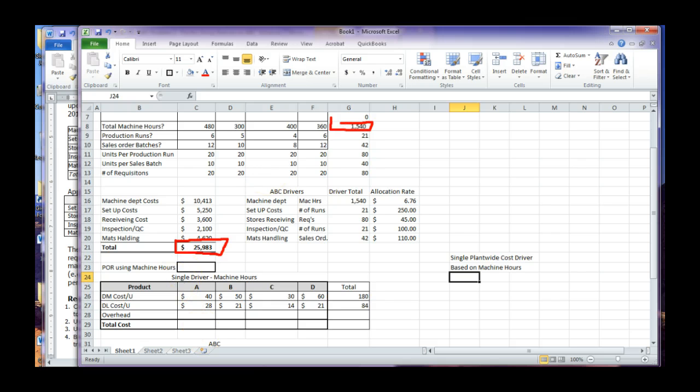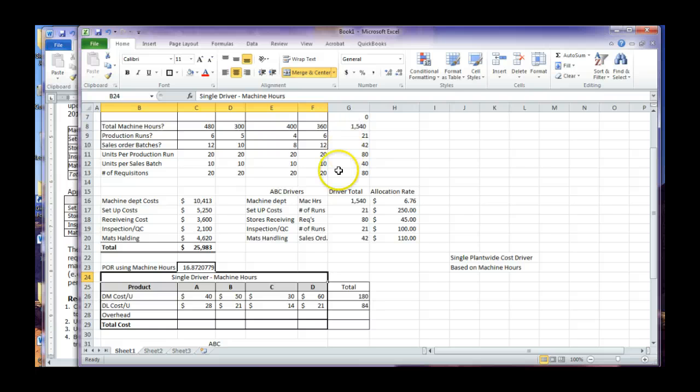Easy to do in Excel. And I actually left a box for that. I'm going to take this 25,983, divide it by your total machine hours, and I'm going to make that dollars too, because that's dollars. So what that's saying is for every machine hour, if you're just taking all this together, you're allocating 16.87. All right, it works out. Whereas here, for every machine hour, it's 6.76, but then you have all these other costs.